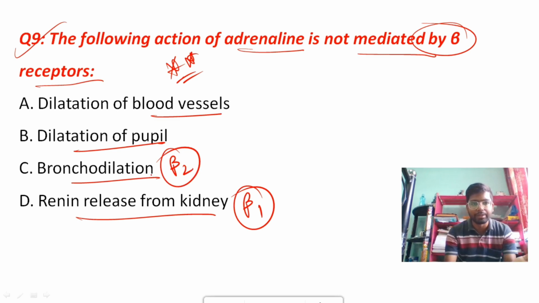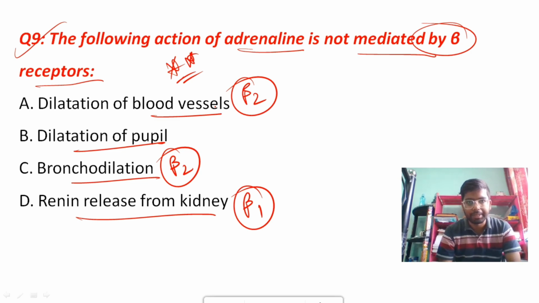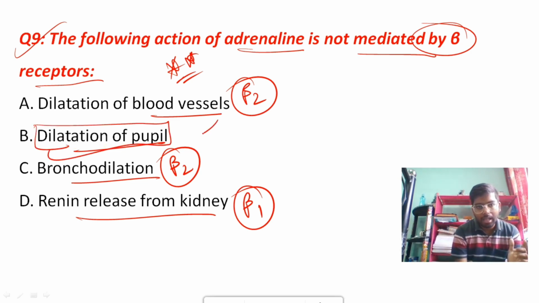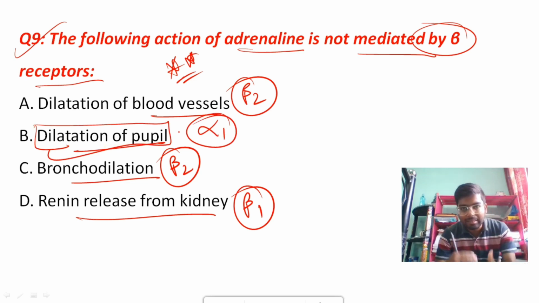and bronchodilation of adrenaline is mediated through beta 2 receptor. In case of dilation of blood vessels, beta 2 receptor is present there. Okay. And only in case of dilation of pupil, there is alpha 1 receptor, and that action of adrenaline is mediated through alpha 1 receptor. Okay. So here the answer will be dilation of pupil.